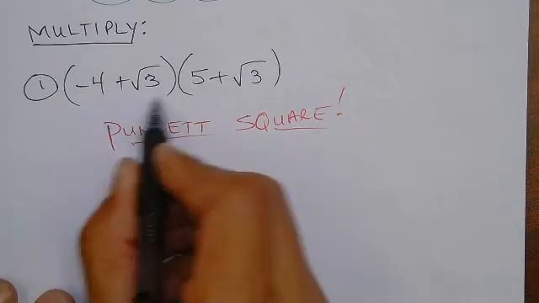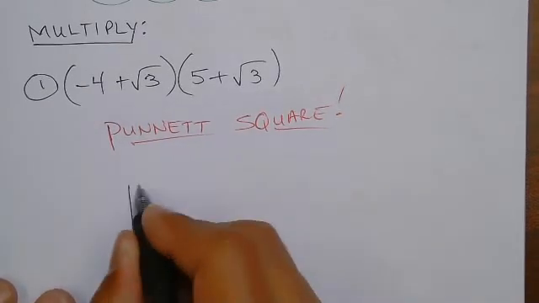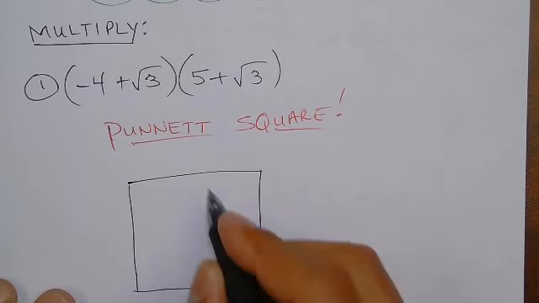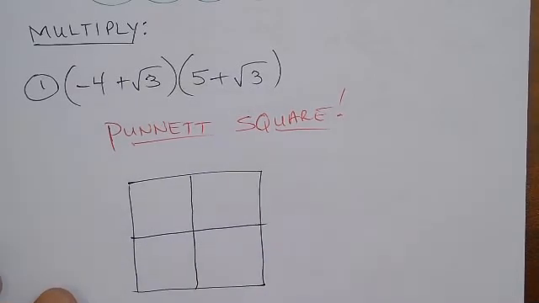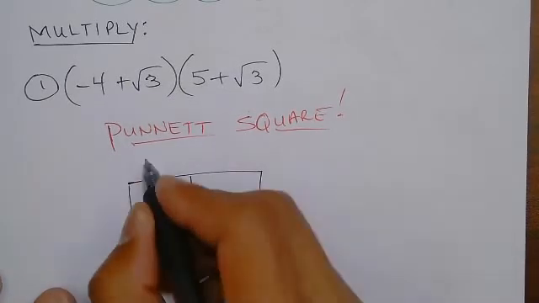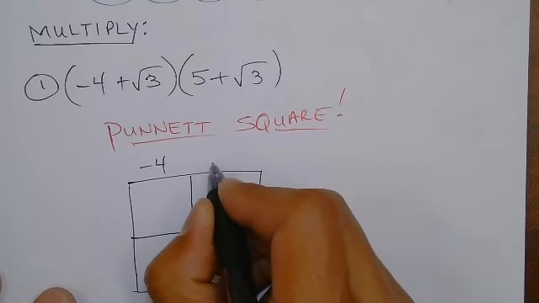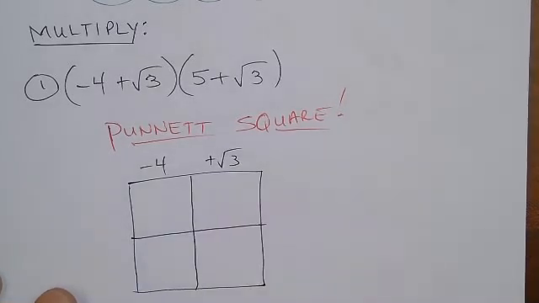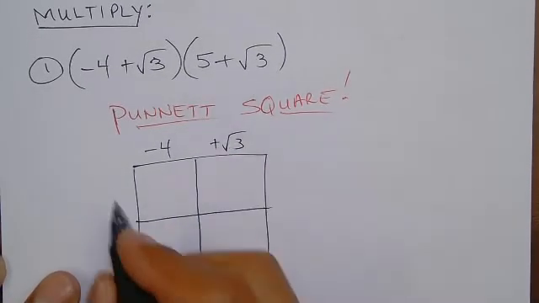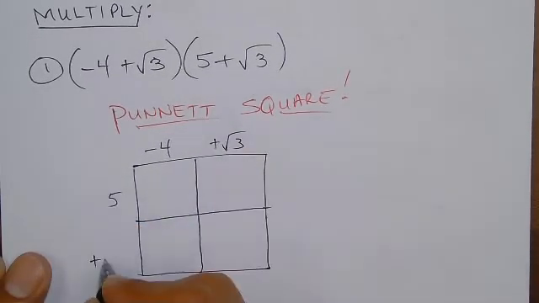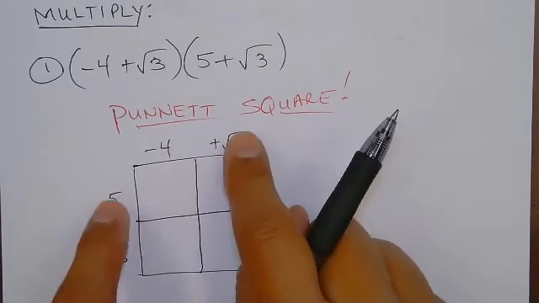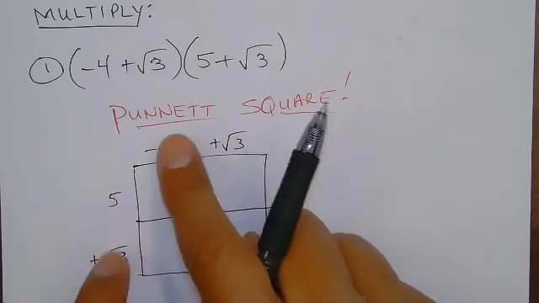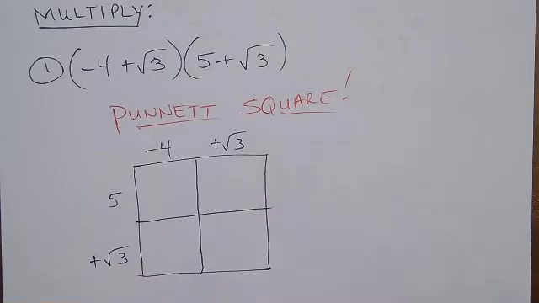We're going to use the Punnett Square, right? Just like we did today in the palette. That's why I put that up there. Okay, so this has 2 terms, and this has 2 terms, so I'm going to need a 2 by 2 square here, 2 rows and 2 columns. So on the first one, you put whichever one you want, -4 and the plus square root of 3. And then the other side, you put 5 and the plus square root of 3. All right, fill in the squares with the product of each row and column, and every corresponding part there.